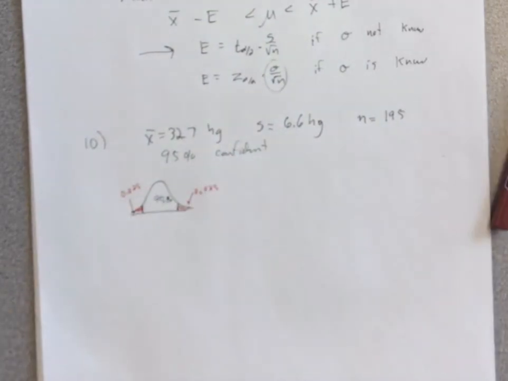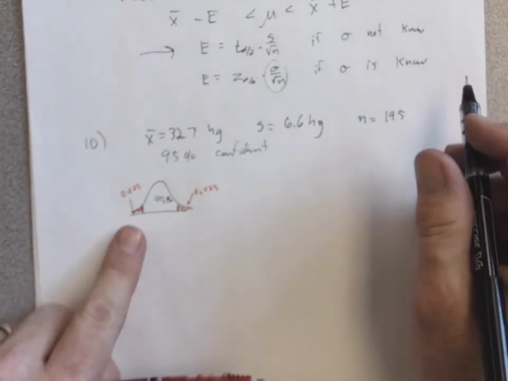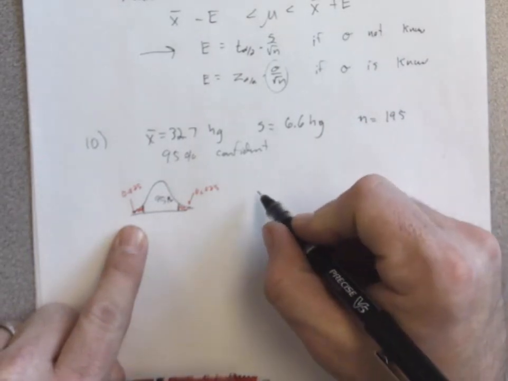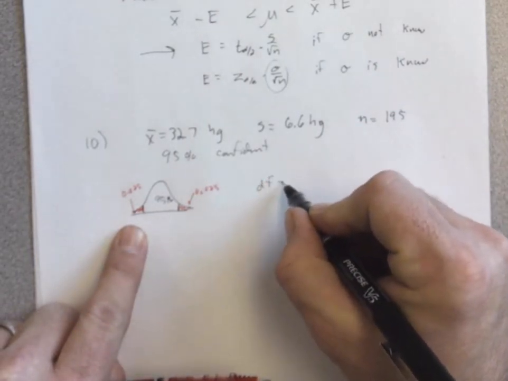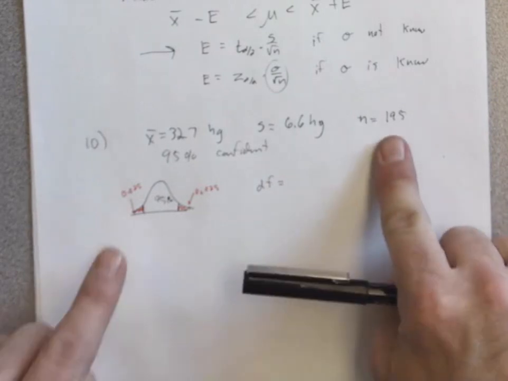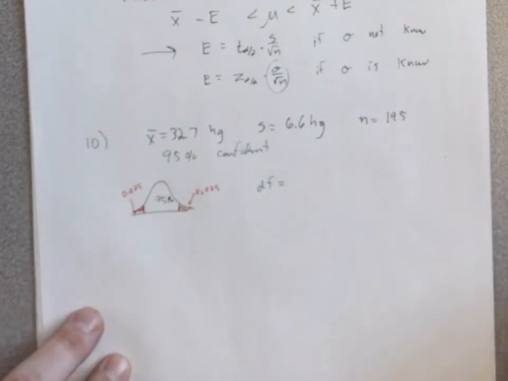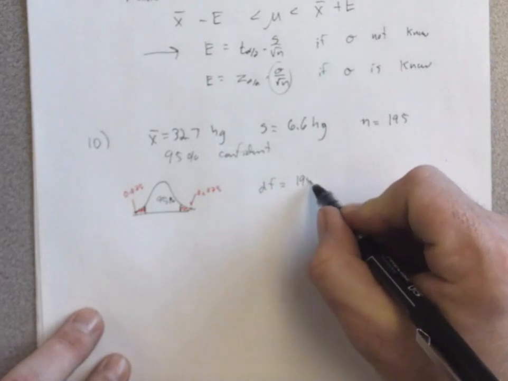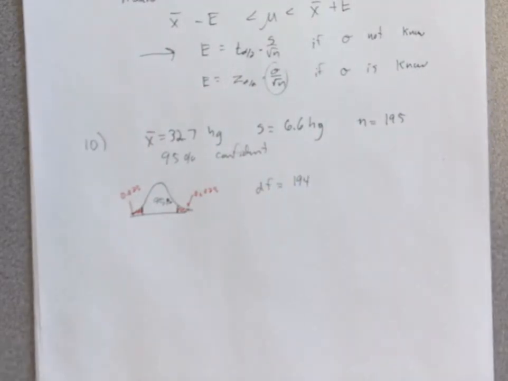So what I'm going to do is go to my t-score table. To go to my t-score table, what do I also need? It says I need an area in the tail, and I also need what? I need degrees of freedom, right? If n is equal to 195, what's your degrees of freedom? 194. Yep, it's just one less than that. Okay, so it's 194. So we're going to go to our t-score table.